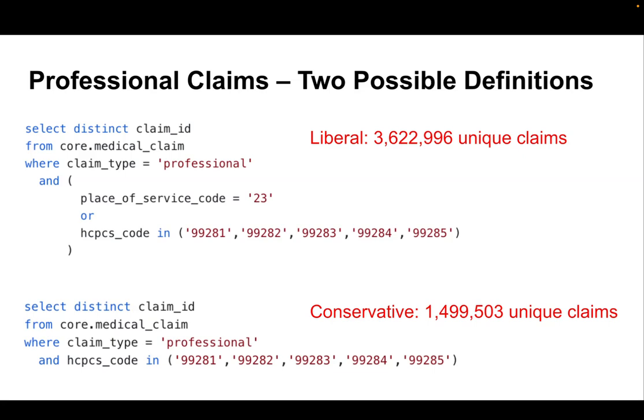Now, on the other hand, what you could do to move that conservative definition toward the liberal definition is add in those critical care codes, 9929X, with the requirement that place of service is 23 on those codes. So you could start with your conservative definition and then add that critical care component to inch it toward the liberal definition. But as we saw in some of the earlier statistics, it's not going to get you all the way to 3.6 million. So this is a big difference.